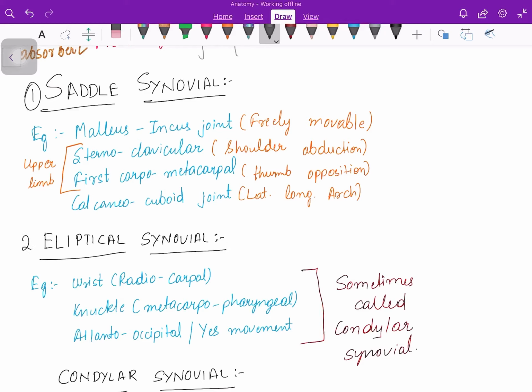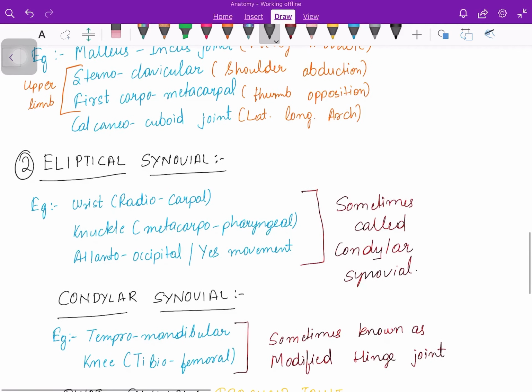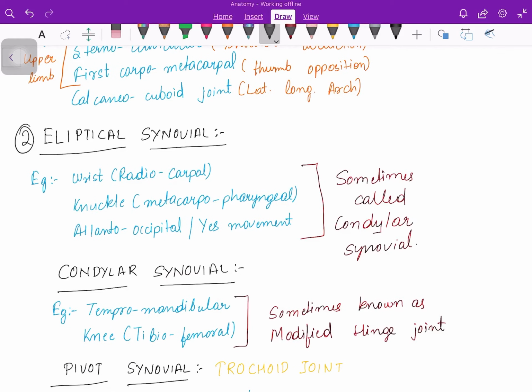The second one is the elliptical synovial joint. In elliptical synovial joint, there are three examples. One is the wrist, that is the radiocarpal joint, the knuckle, the metacarpophalangeal joint, and the atlanto-occipital joint, also known as the yes movement. What does that mean, yes movement? When we nod our head, the movement we get is the yes movement, because of these two bones, and the joint is the atlanto-occipital joint.